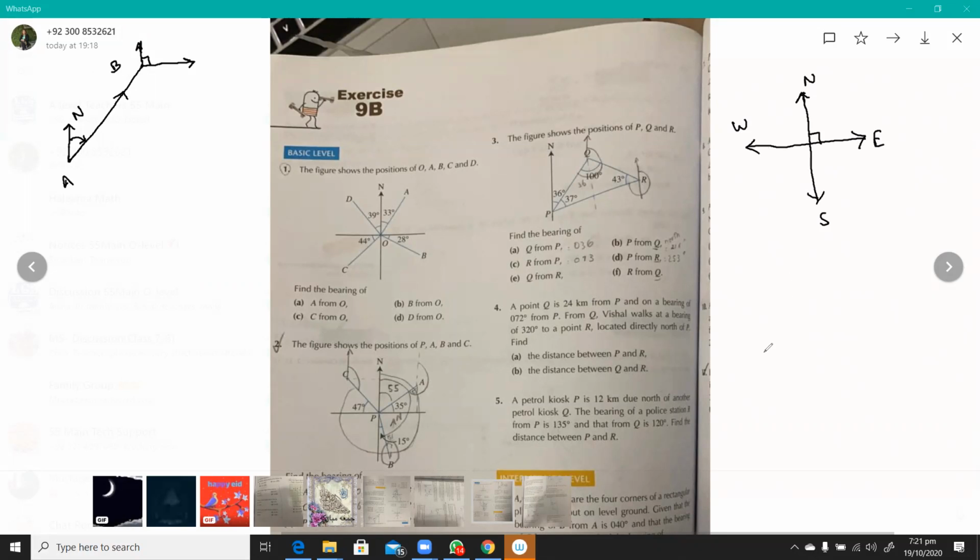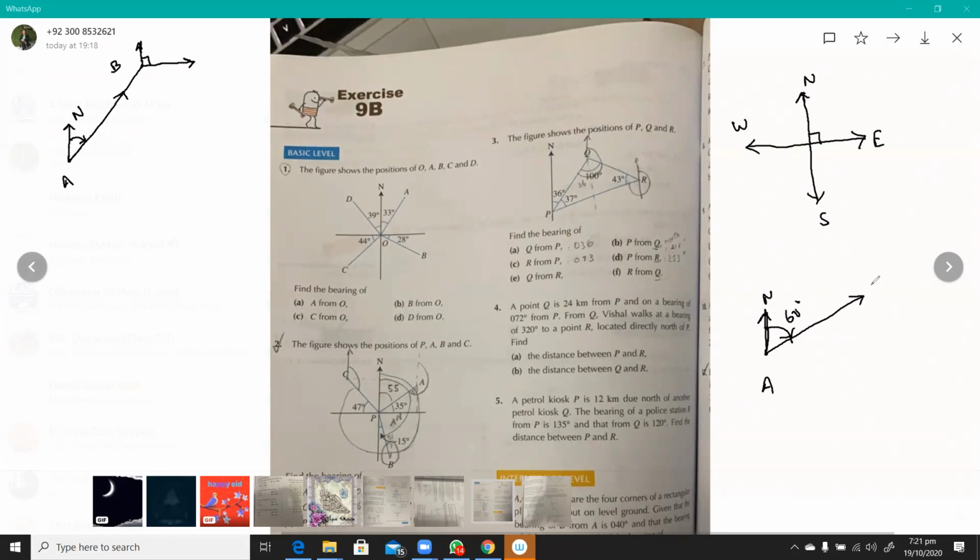So once again, just to revise, you're at a point A and you have to go at a bearing of, let's say, 60 degrees. So you must know where the north is. Let's suppose the north is in this direction. So this is going to be the bearing of 60 degrees. Okay, so this is the required direction in which you have to move.